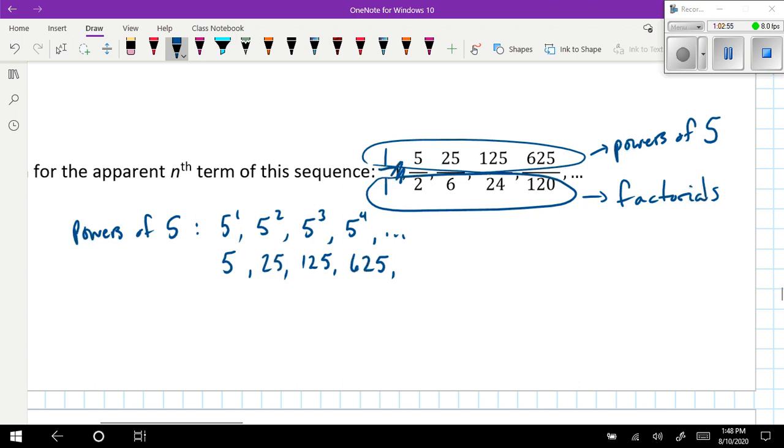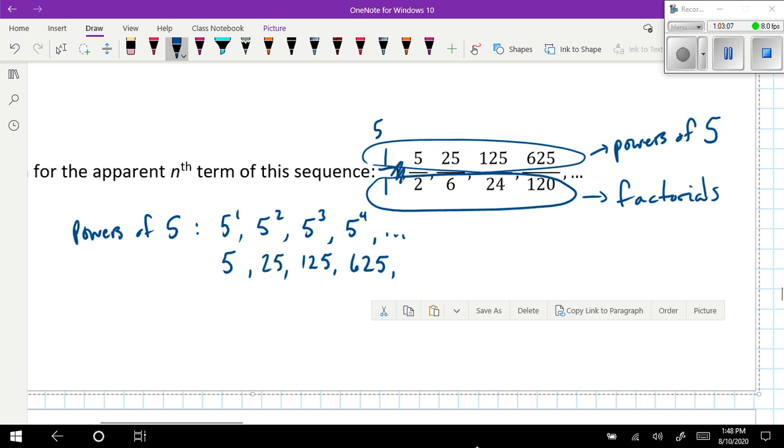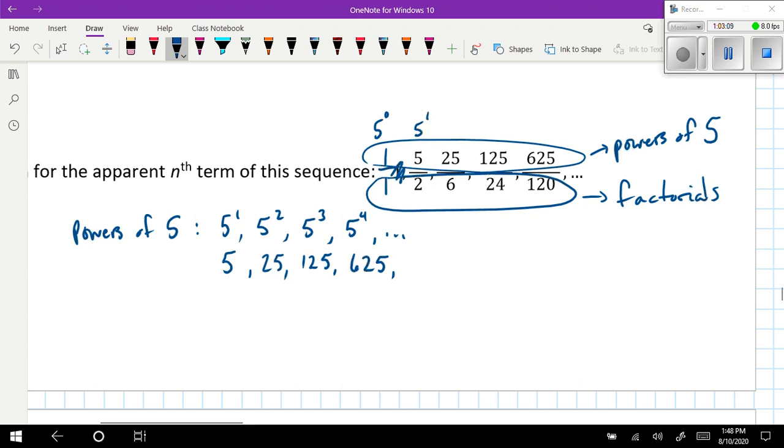So don't I really want to back these up? Don't I want to divide all these by 5, so to speak, or take these powers down a little bit? I don't want to start with 5 to the first. This needs to be 5 to the 0. Then 5 to the first, 5 to the second, 5 to the third, and 5 to the fourth. Write those powers right on top of the numerator terms, right in there.